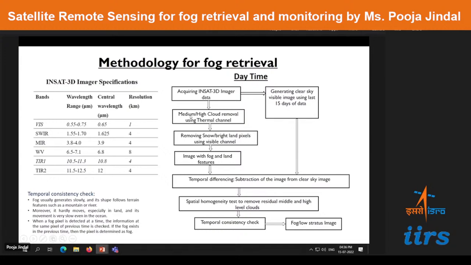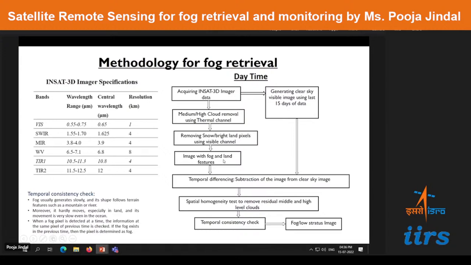Now after removing the high level clouds, mid level clouds and snow, we shall have an image containing mainly the fog and land features. Fog is what we want, and land features are what we want to remove. How will we remove the land features? For that, first we will generate an image containing only land features. When I say only land features, it means we just want to remove the clouds. Such an image which won't have any cloud is called a clear sky image. A clear sky image means an image without any cloud.